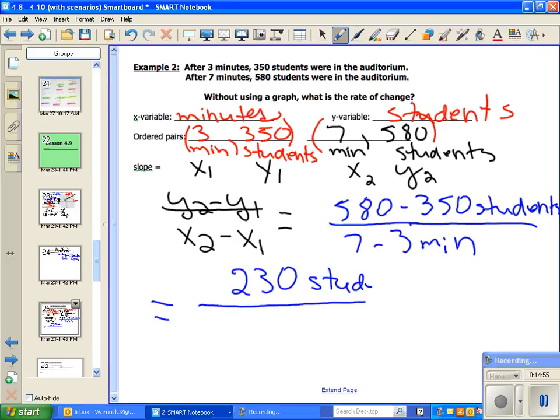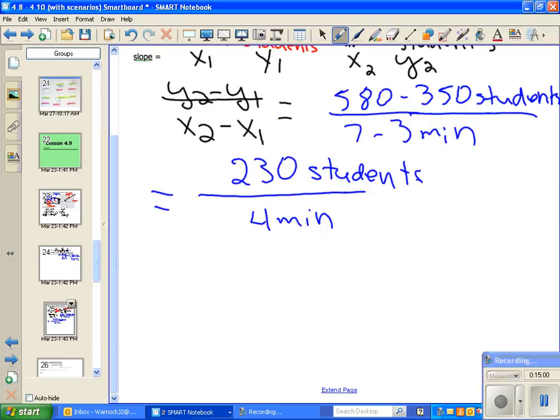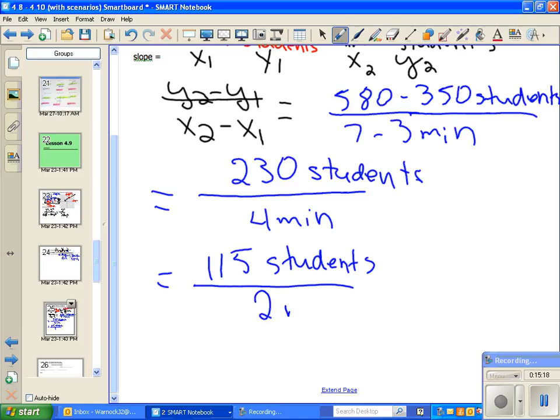230 students enter the auditorium every 4 minutes. Okay, does that reduce down? Christina? Okay, if you push math frac on your calculator, that's the same as 115 students entering every 2 minutes. That's a lot of students entering.